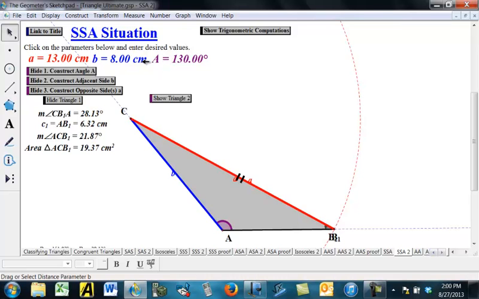So you can check in any of these cases that we've looked at so far: side, angle, side; side, side, side; angle, side, angle; angle, angle, side; and side, side, angle. We've got one more situation to look at next time, and that's where we're given the angles.